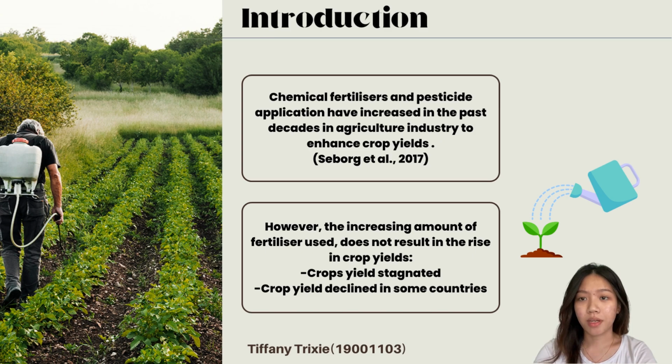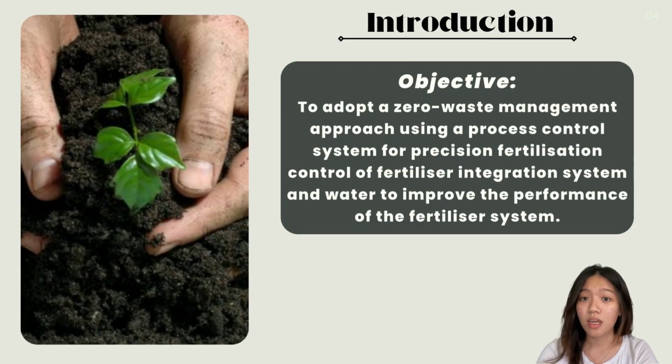Chemical fertilizer application has increased in the past decades in the agriculture industry in order to enhance crop yields. However, the increasing amount of fertilizer use does not result in a rise in crop yields, whereby the crop yields stagnated or even declined in some countries. Therefore, in this project, we aim to adopt a zero waste management approach using a process control system, specifically a pH control for precision fertilization control of fertilizer integration system and water to improve the performance of the fertilizer system.